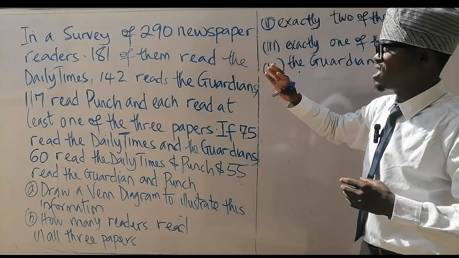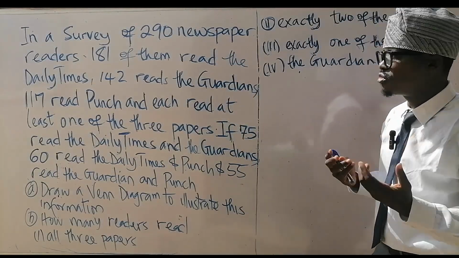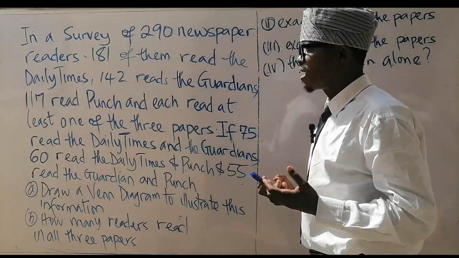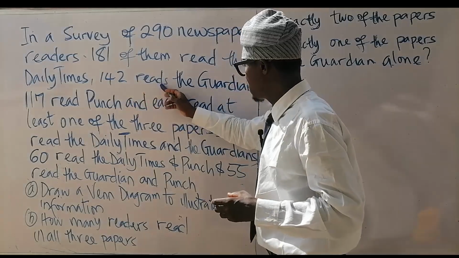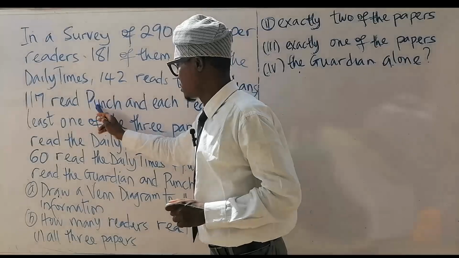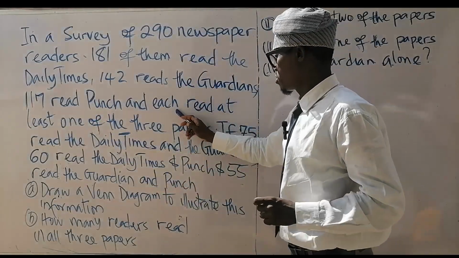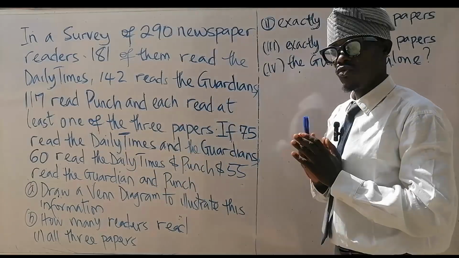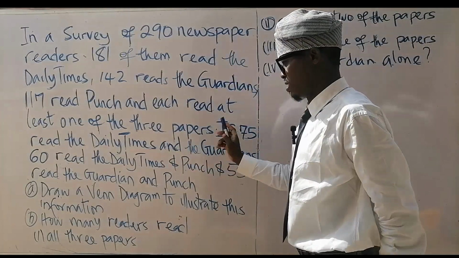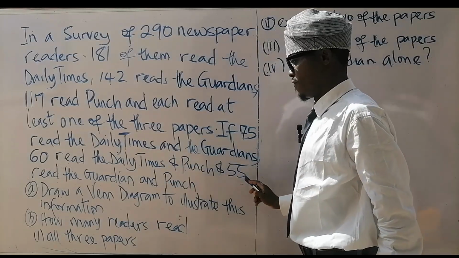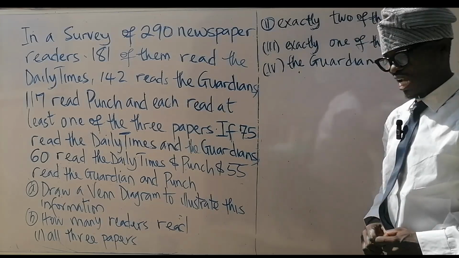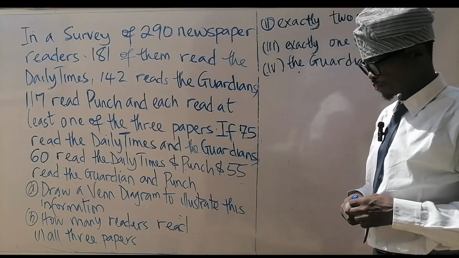We have this question: in a survey of 290 newspaper readers, 181 read Daily Times, 142 read The Guardians, 117 read Punch, and each read at least one of the three papers. If 75 read the Daily Times and the Guardians, 60 read the Daily Times and Punch, and 55 read the Guardians and Punch. Draw a Venn diagram to illustrate this information.